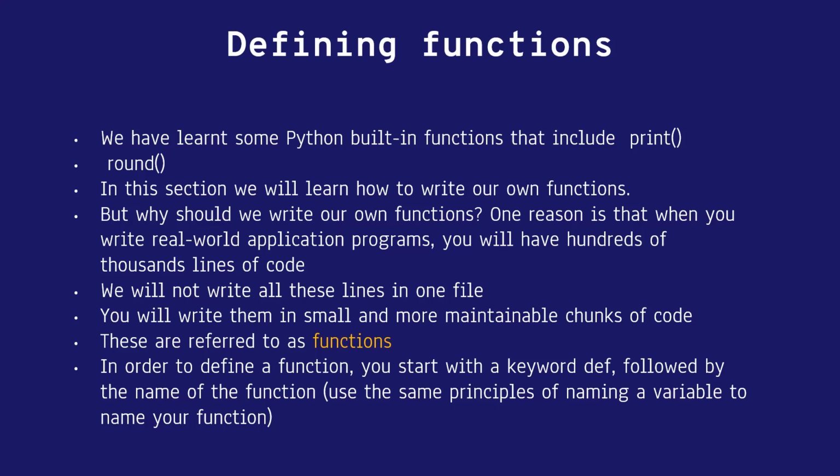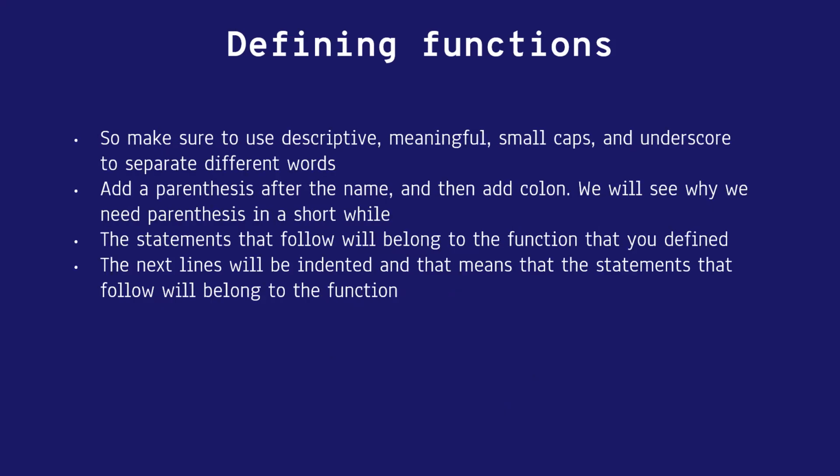In order to define a function, you start with the keyword def, followed by the name of the function. You use the same principle of naming a variable to name your function. So make sure you use descriptive, meaningful, small caps, and underscore to separate different words. Add a parenthesis after the name, and then add a colon. We will see why we need parentheses in a short while. The statements that follow will belong to the function that you define. The next lines will be indented, and that means that the statements that follow will belong to the function.